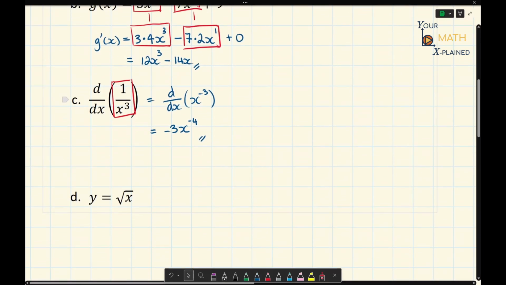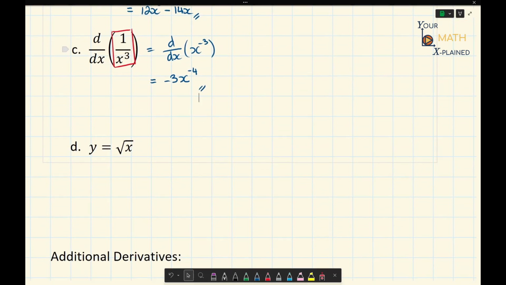And now our last example is y is equal to the square root of x. So again, we're going to rewrite this radical in the form of x to the power of n. Now our exponent law here tells us that the square root of x is x to the power of 1 over 2. So therefore, y prime is going to be equal to, peeling that power down to the front, 1/2, and then reducing the power by 1 means we're going to have 1/2 minus 1. So this is going to be x to the power of negative 1 over 2.